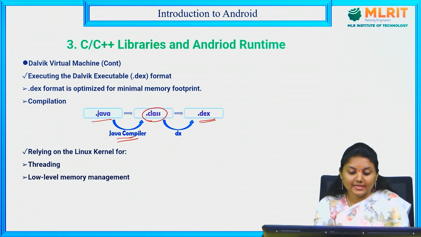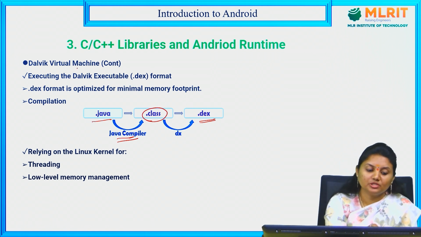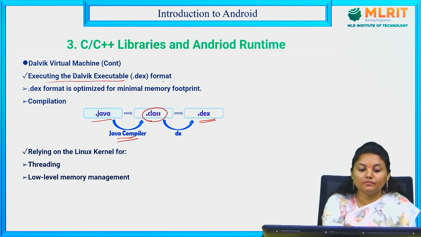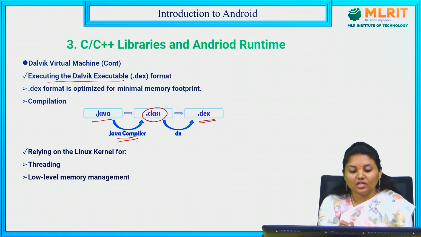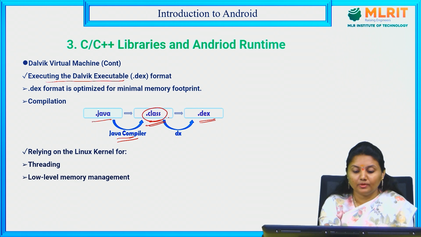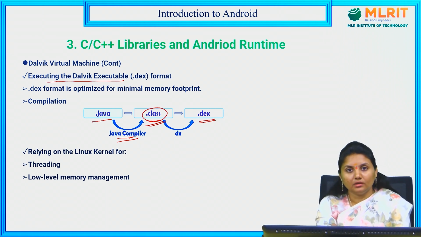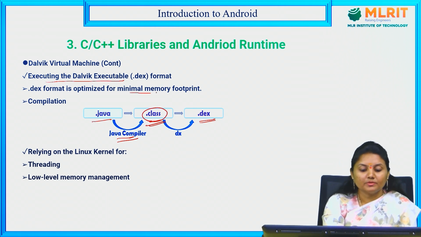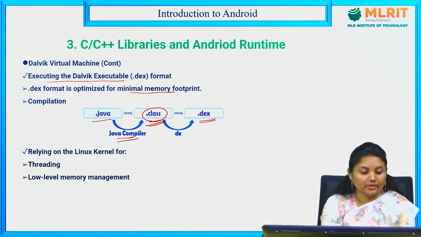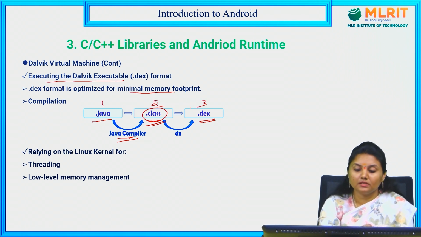So what is this DEX file? The Dalvik virtual machine will be executing the DEX format. As with the JVM, where the class file is sufficient for running the Java program, here we are using Android based on the DVK or DVM, Dalvik virtual machine. So this will convert your .class file to .dex. This is a format optimized for minimal memory footprint. So this is the compilation process: first you get .java, second the .class file, third is a DEX file.